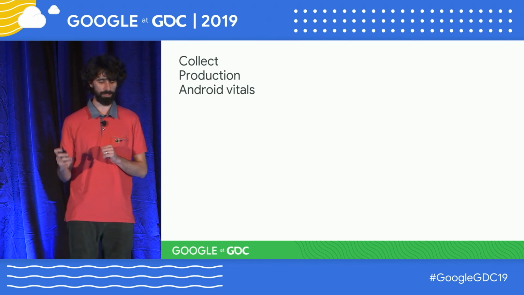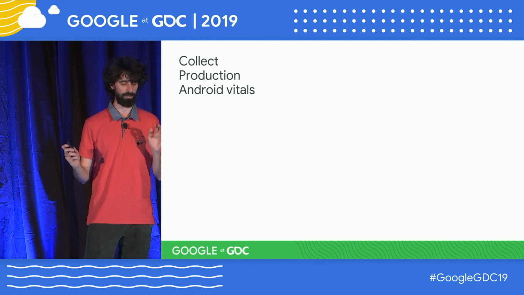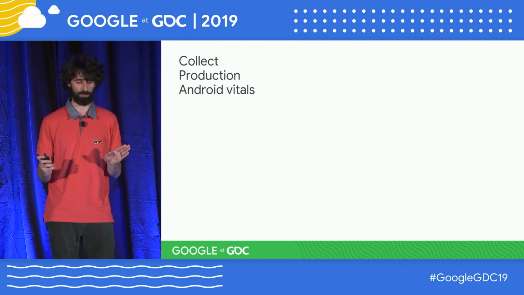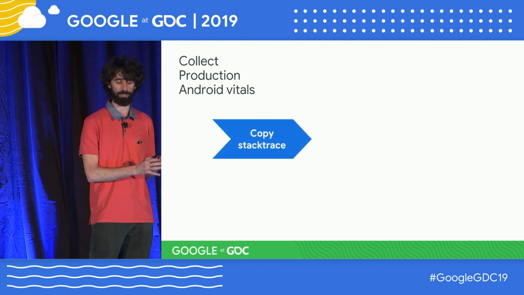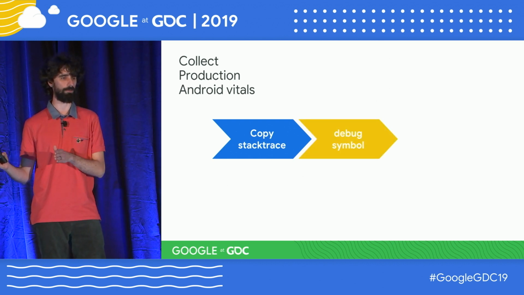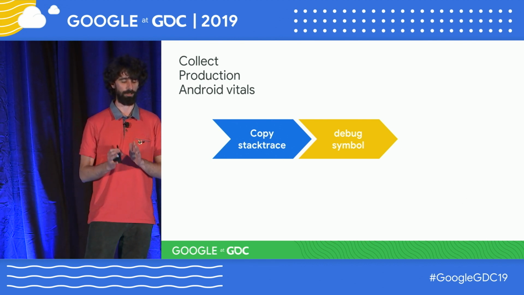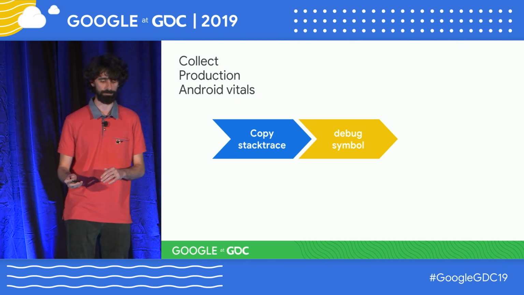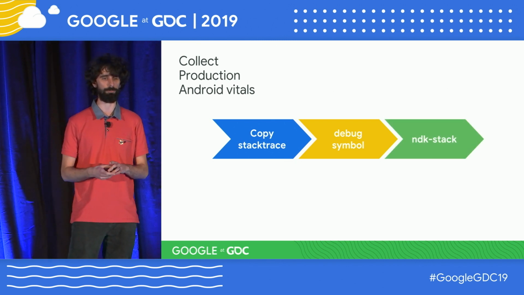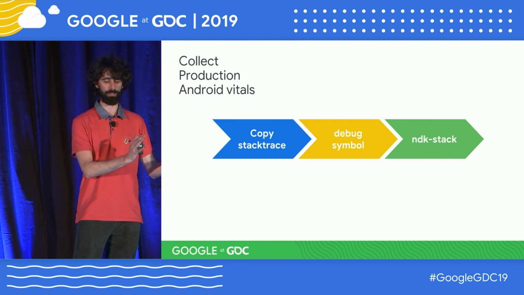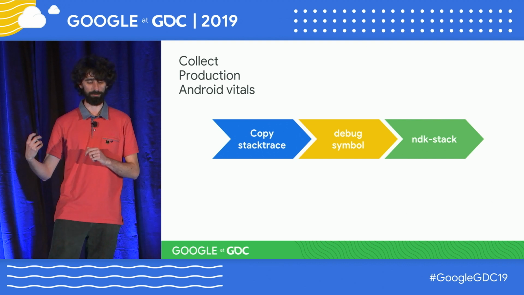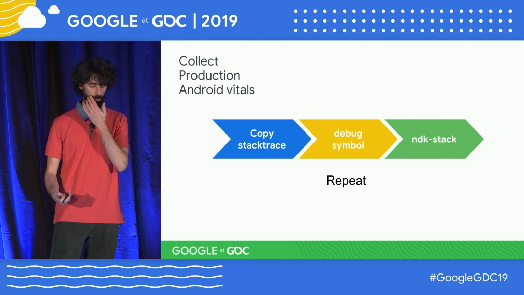OK, so now let's see how it looks for Android Vitals. As I was saying earlier, it doesn't symbolicate the stack trace, which means that you will have to do some manual work. The first thing is, go in Android Vitals, copy the stack trace. The second thing is, when you compile your game, you need to keep the debug symbol and store it somewhere in your favorite file system. And after that, you will use an executable called ndk-stack that is part of the Android NDK. With the stack trace plus the debug symbol, you will be able to symbolicate the stack trace. And once you did that once, you just repeat with the next bug.